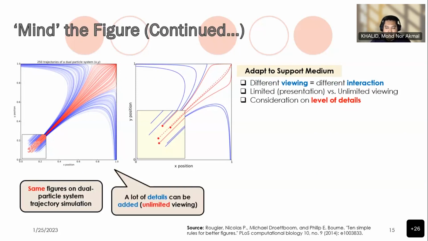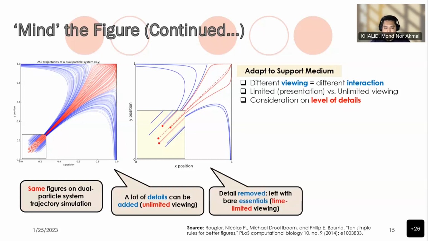This might be good if, let's say, you want to publish in a journal, because people can read this for a longer time. If you want to do a presentation or poster, right, this might not be good because people have a limited time to see this figure. So just put the bare essentials, meaning the most important points, in the figure.